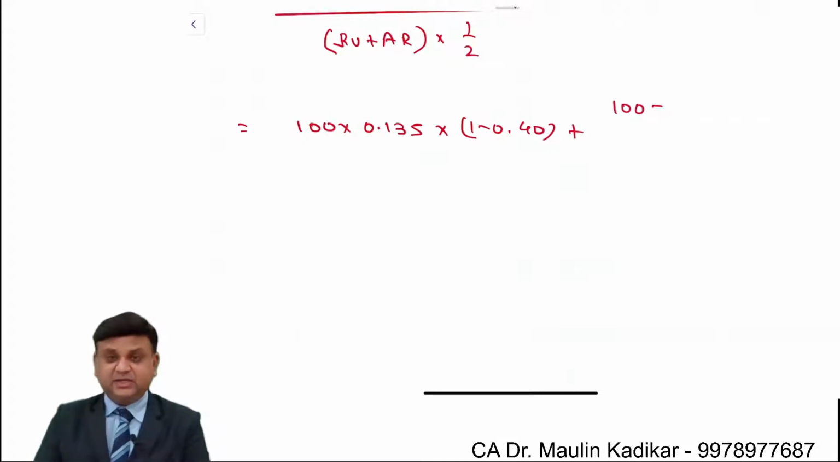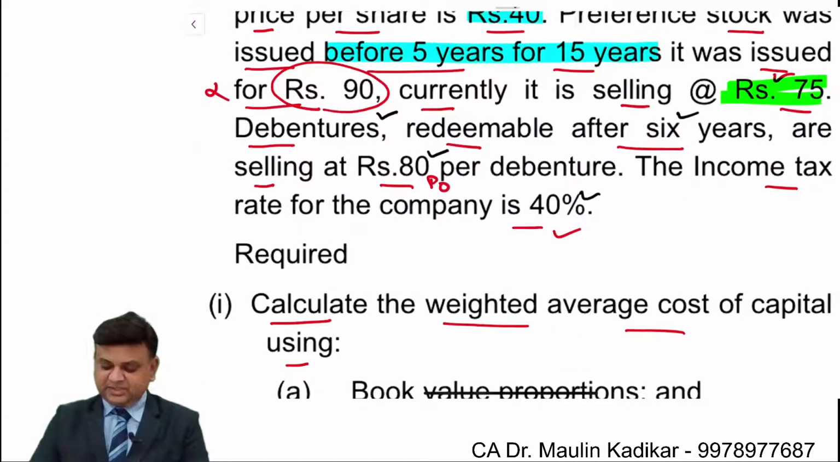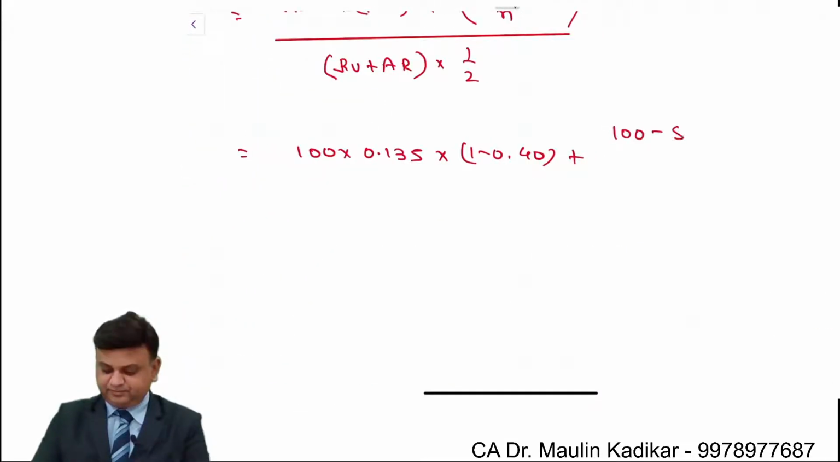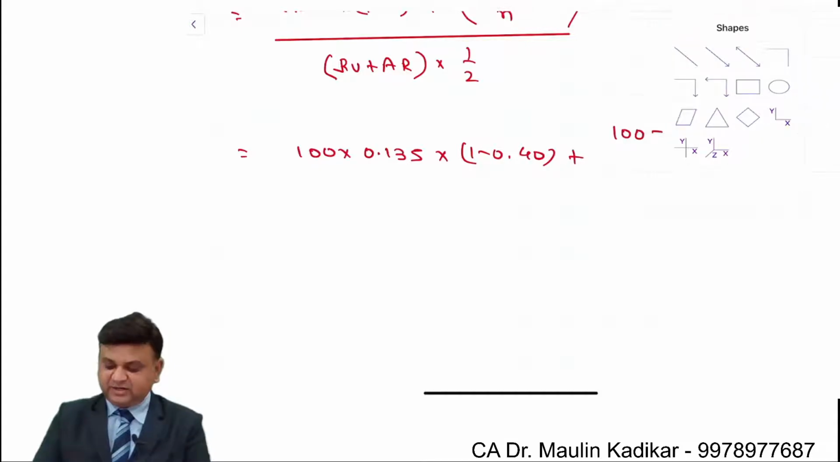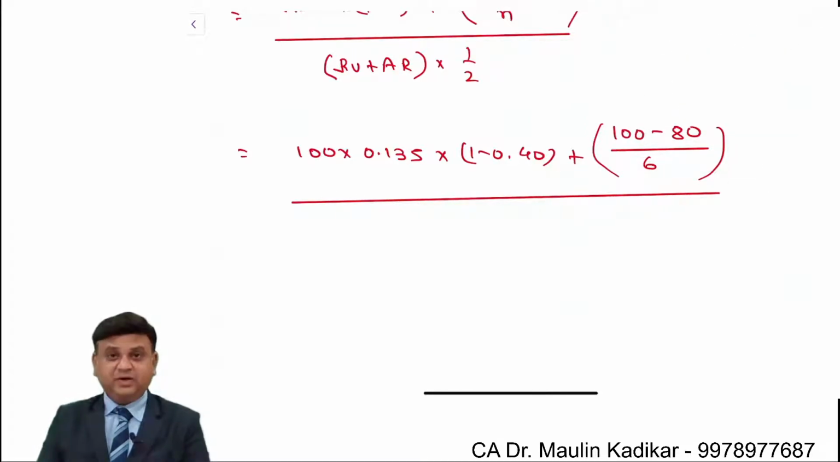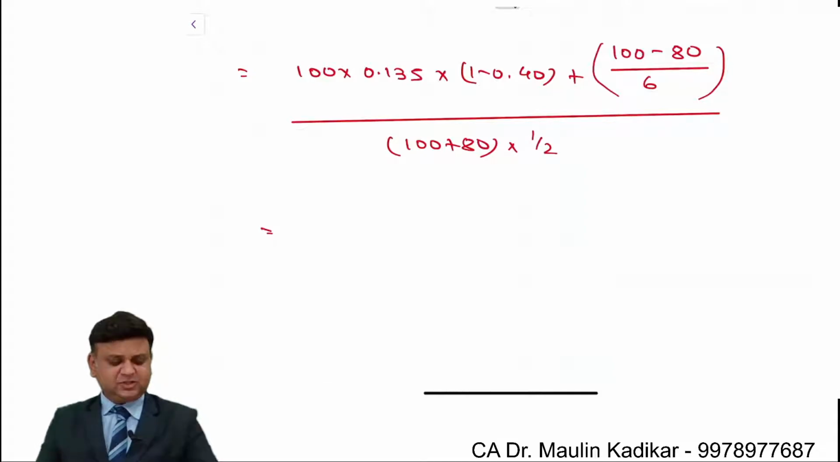Plus redemption value is 100 minus the amount received. The question says that the current price is 80 and it is going to be redeemed after 6 years. Divided by 6, whole divided by 100 plus 80, into 1 by 2. That is the way the answer is to be found.